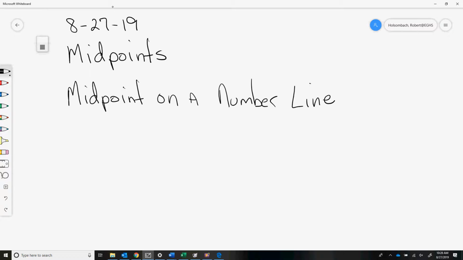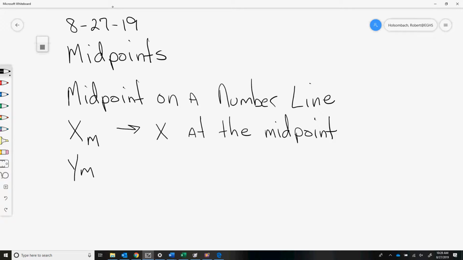Alright, midpoint on a number line. This notation right here, we're going to call it x sub m. That means x at the midpoint. And in a minute, when we get to midpoint on the coordinate plane, y sub m, that's going to denote your y value at the midpoint.